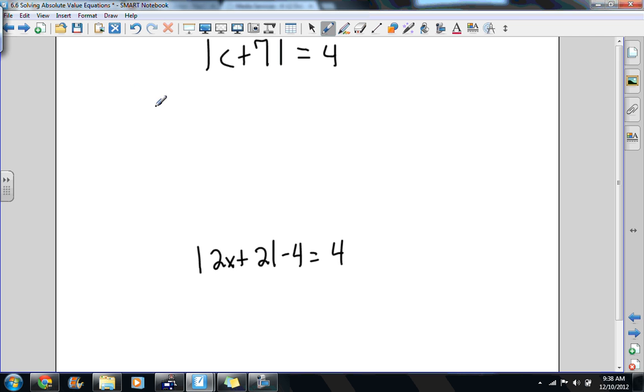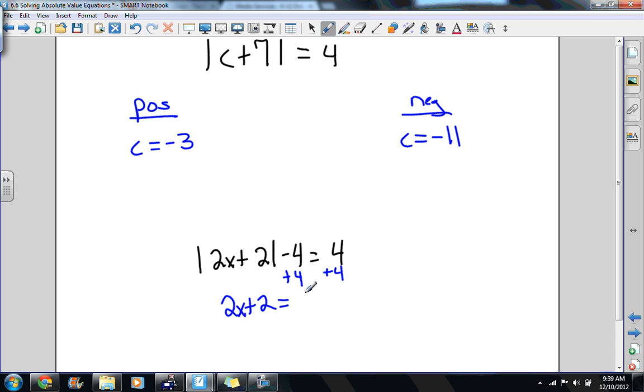Now I'd like you to try these on your own. This one up here, the positive answer should be c equals negative 3, and the negative answer should be c equals negative 11. Down here, we have to add 4 before we start. And so you get 2x plus 2 is equal to 8. So the positive answer should be x equals 3, and the negative answer should be x equals negative 5.